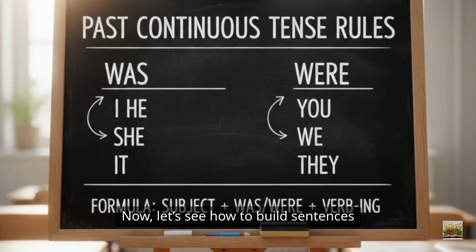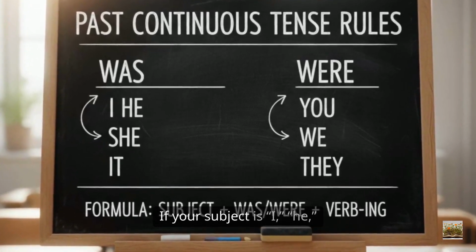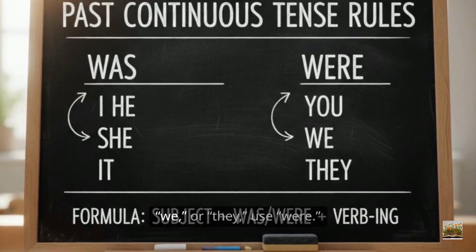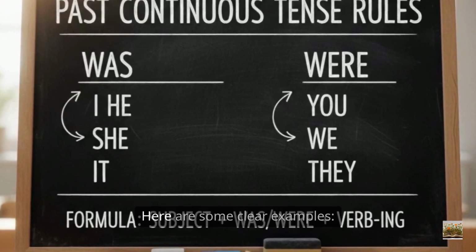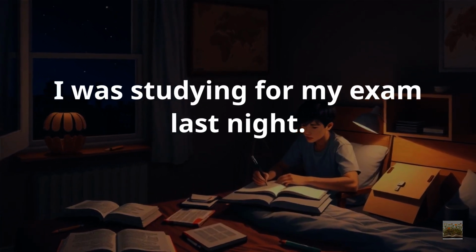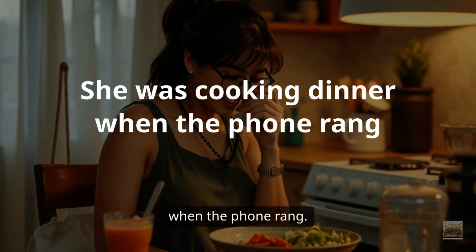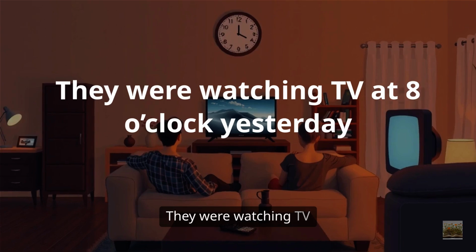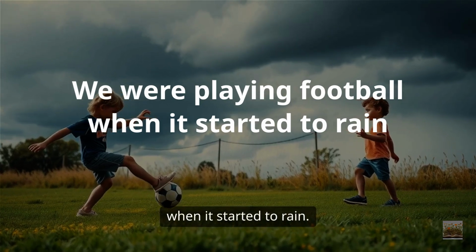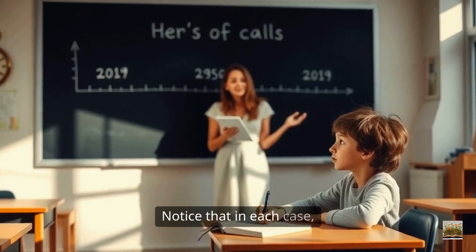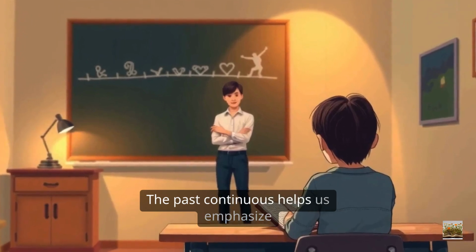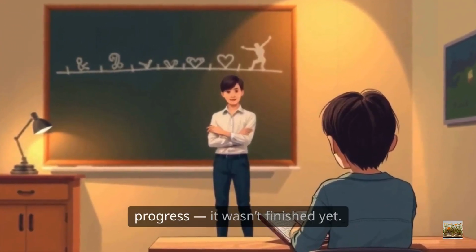Now, let's see how to build sentences in the past continuous. If your subject is I, he, she, or it, use was. For you, we, or they, use were. Here are some clear examples. I was studying for my exam last night. She was cooking dinner when the phone rang. They were watching TV at 8 o'clock yesterday. We were playing football when it started to rain. Notice that in each case, the action was ongoing at a particular time in the past. The past continuous helps us emphasize that the action was in progress. It wasn't finished yet.